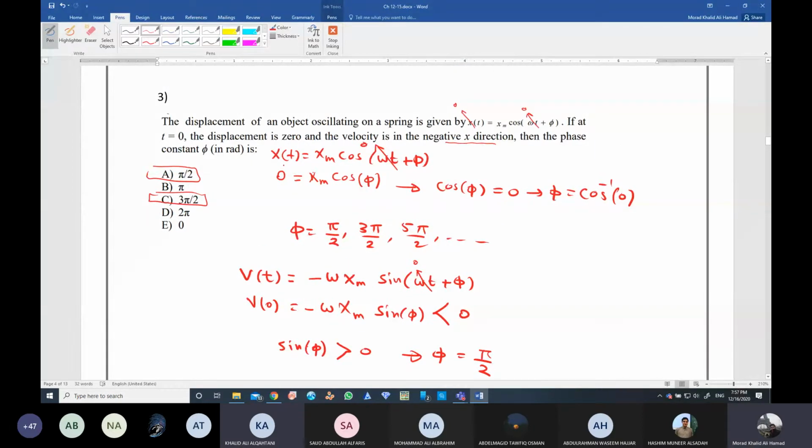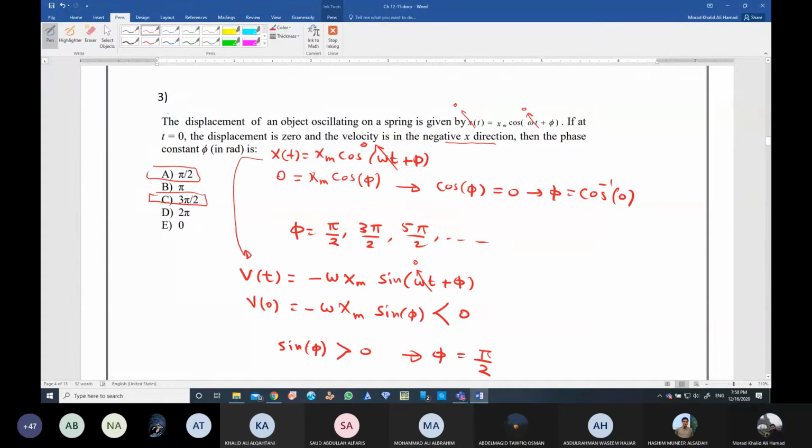Okay. This is the first equation given in this chapter, that x of t, which means the displacement, is equal to the maximum amplitude times cosine of omega t plus phi. We always start from this equation. Now, if you take the first derivative, as you remember from chapter 2, the first derivative of the displacement gives you the velocity. So if you derive this one, you will get this equation of the velocity.